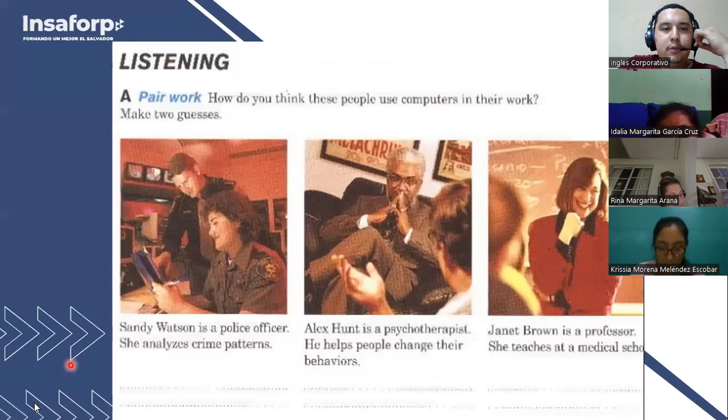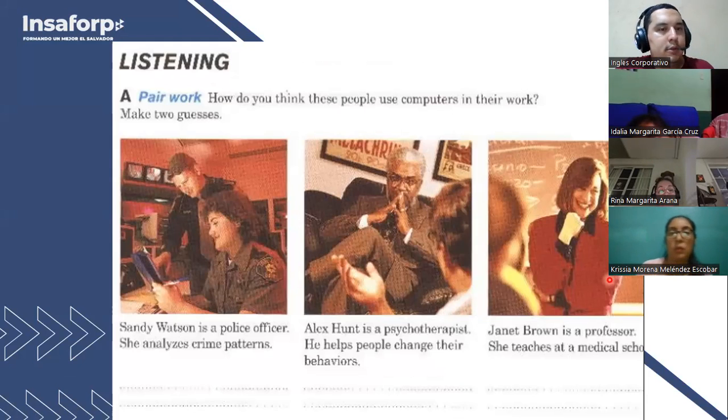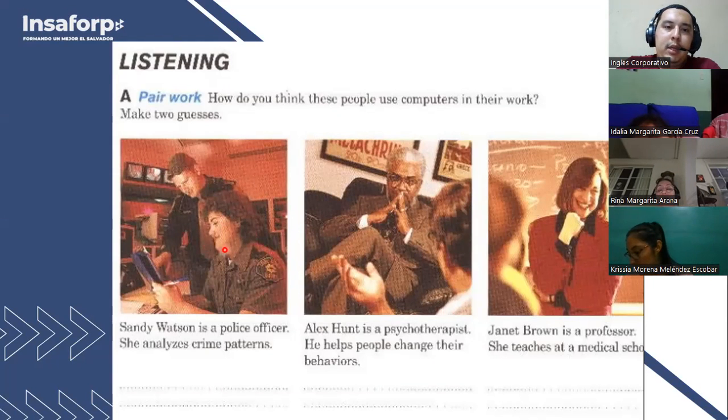Okay, we need to move to the last one, guys. This is going to be a little bit quick because we only have 5 minutes. Here we have three images. We have two officers. I think he might be a therapist. He's a psychotherapist. And she's a professor.